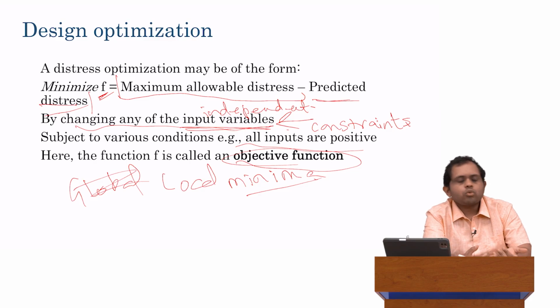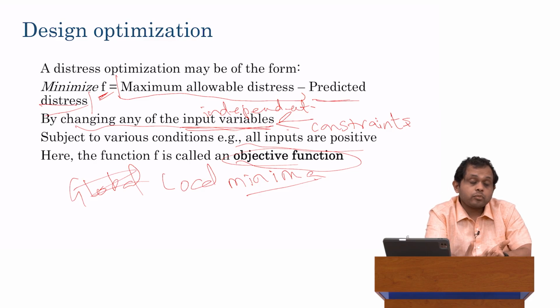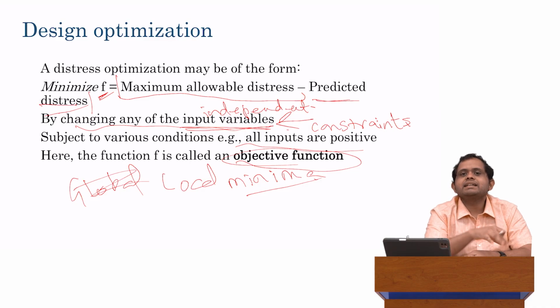Allowable distress is whatever we get, as a policy we choose. And of course, we have a reliability also built into that. And constraints are the physical constraints that I mentioned. Thickness cannot be too low, it cannot be too high, etc. So this is basically what we are trying to do in any optimization process, but particularly in this mechanistic empirical design process for rigid pavements.